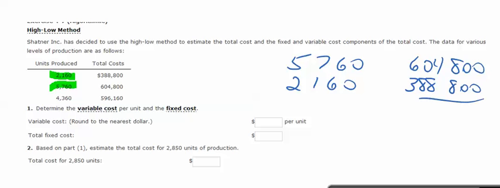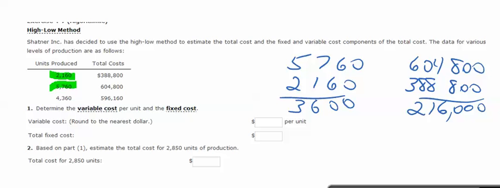What I'll do is I'll find the difference between these two numbers by simple subtraction. That looks like 3,600 units, and 604,800 minus 388,800 looks like 216,000. So I've determined that with the increase in production of 3,600 units, the increase in cost is 216,000.